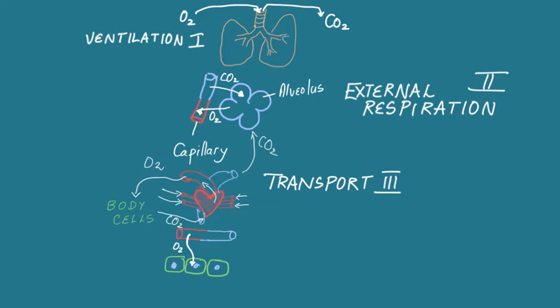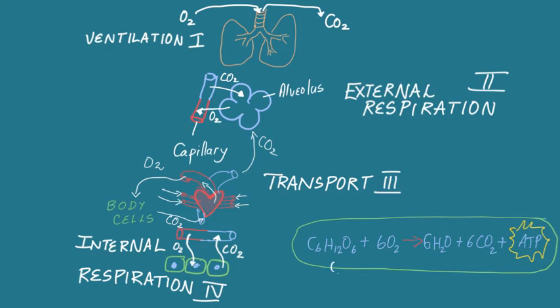The next stage is internal respiration, which is the exchange of gases that takes place between the systemic capillary and the body cells. Oxygen diffuses from the capillary to the body cells. Carbon dioxide diffuses from the body cells to the systemic capillary. The next and last stage is cellular respiration. The oxygen that has arrived in the body cells can now be used to break down glucose and make ATP. Carbon dioxide is the toxic byproduct.